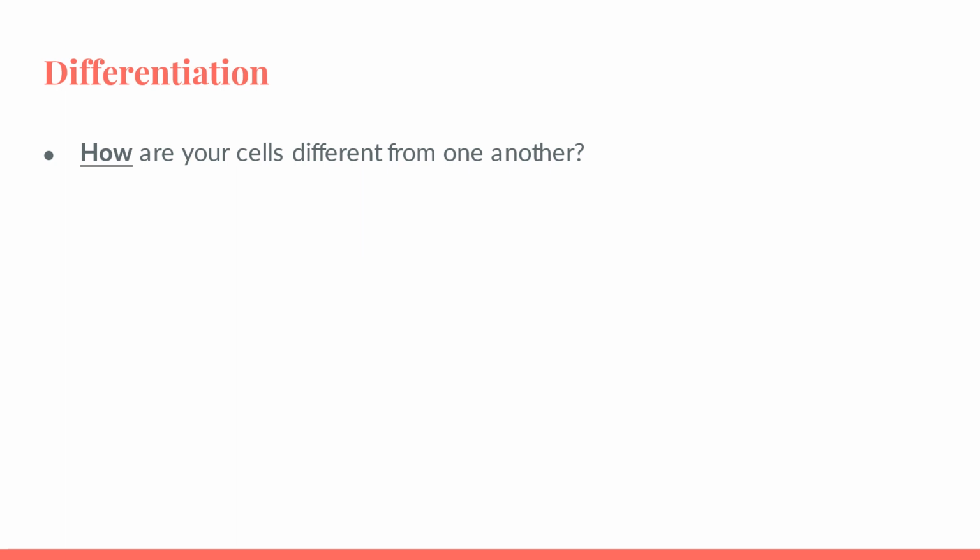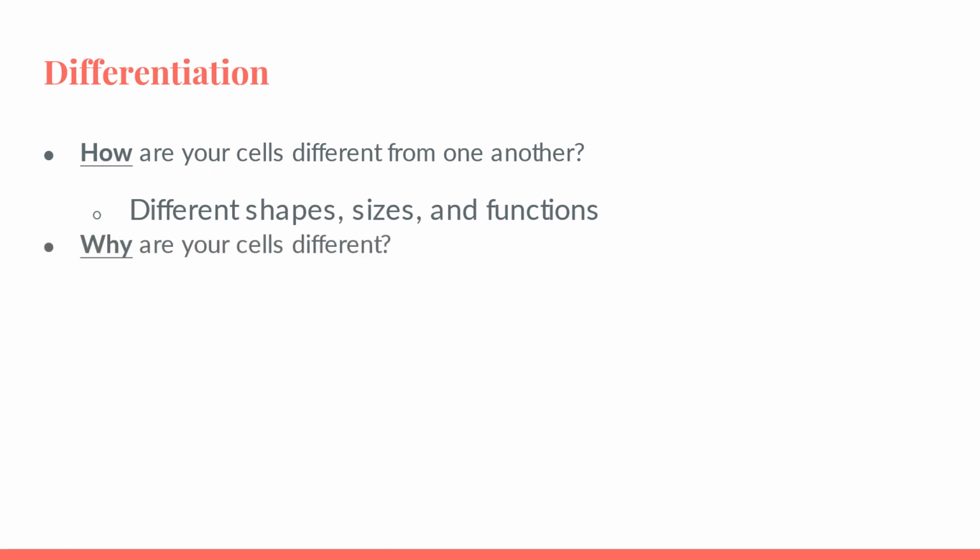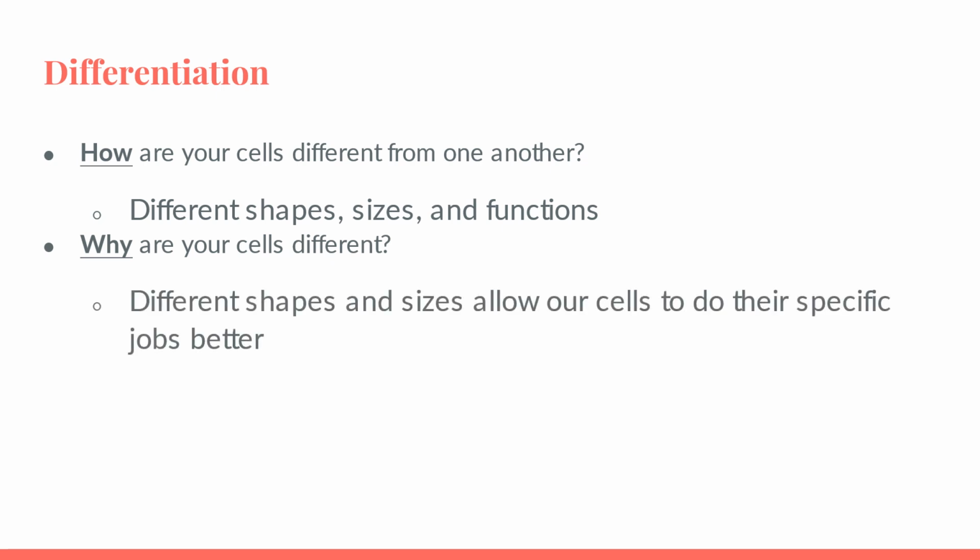So how are your cells different from one another? We saw from those pictures of the different types of cells that we have, neuron cells, osteocytes, our bone cells, our skin cells. They're different shapes, they're different sizes, they all have different functions. So that's how our cells are different. Now we need to know why our cells are different. So why would our cells in our body need to be different? Why would they need to be different shapes? Why would they need to be different sizes? And this is so that they can function properly. So different shapes and sizes allow our cells to do their specific jobs better.